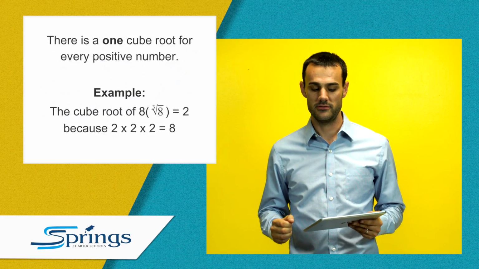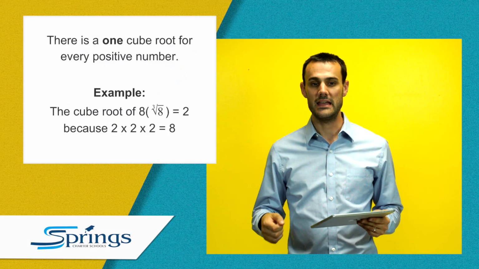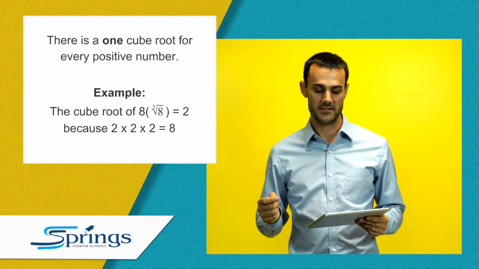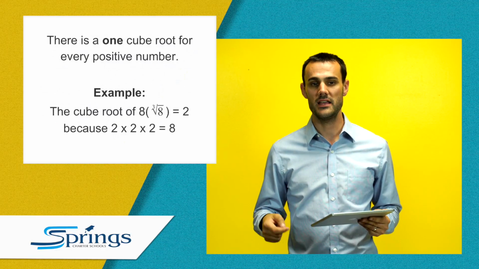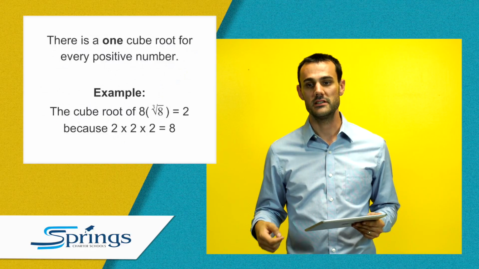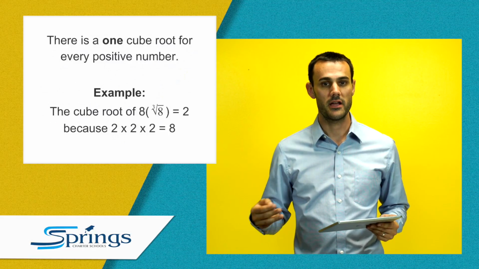There is 1 cube root for every positive number. And my example here at the bottom is the cube root of 8, which looks like the little division bar with a line sticking out the side, which has the 3 on it. So the cube root of 8 is actually 2. And that's because 2 times 2 times 2 is 8. Remember, when we're working with cube roots, we have to think about things in groups of 3.